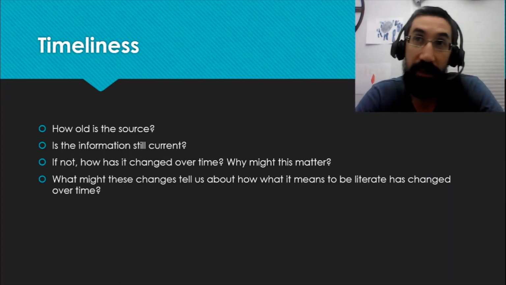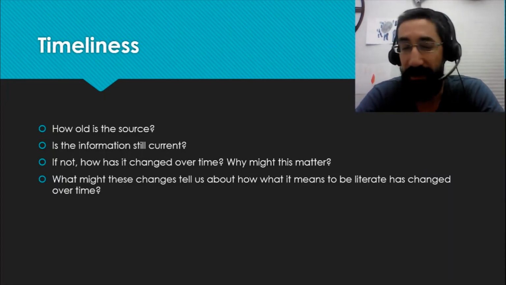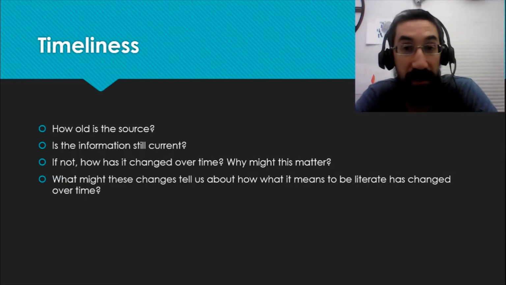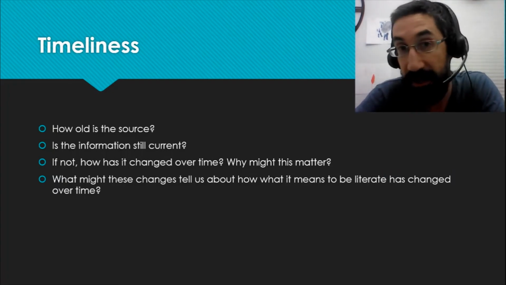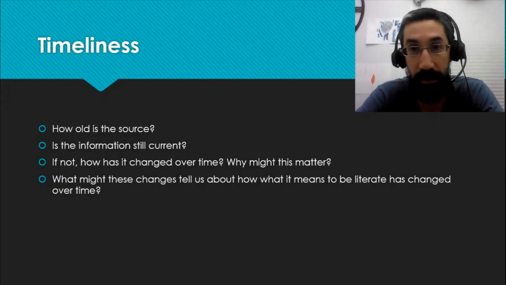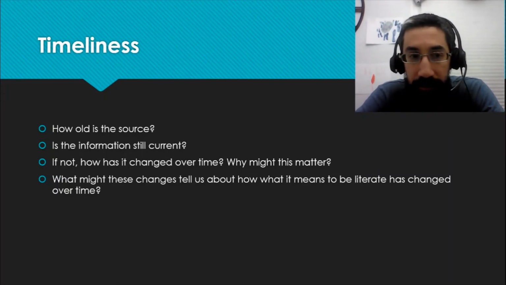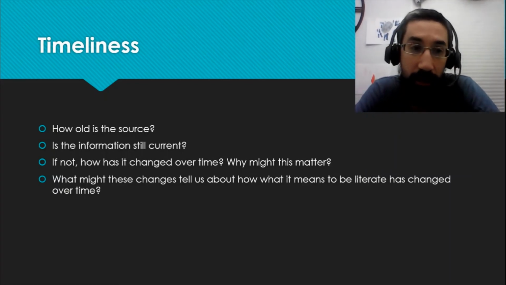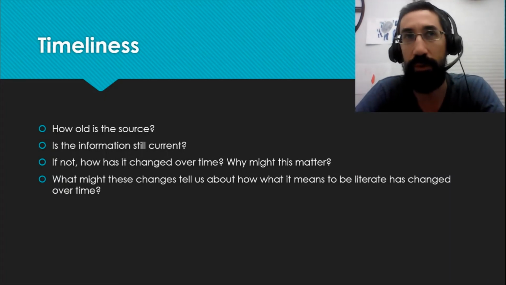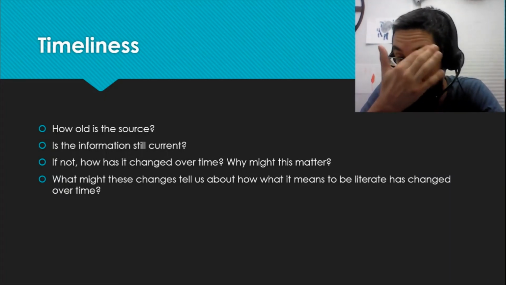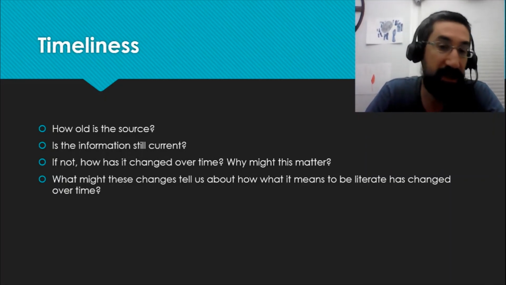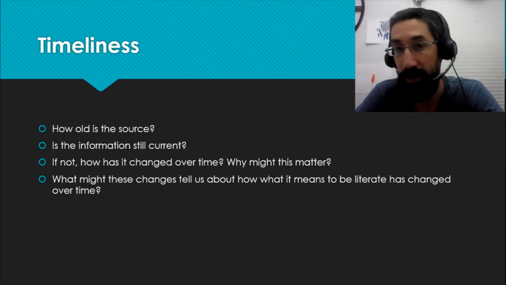A good example of this would be, up until maybe two years ago, anything that you found that talked about the Dolan School of Business would not be referring to the incredibly nice, very new construction that the business school now has access to. It would be referring to the older building located on the farther edge of campus. If the information is no longer current, how have things changed? Why might that matter? Is it helpful to think about how things have changed, or is it not really relevant to the conversation you're having now? And more broadly, now we're starting to bleed into analysis, what might these changes tell us about how what it means to be literate has changed over time?